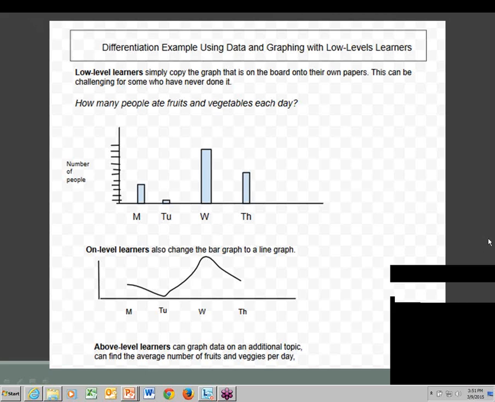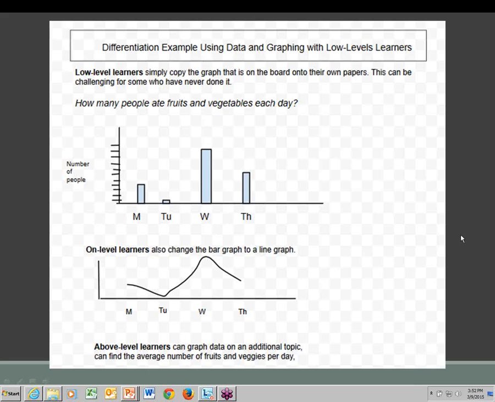And finally, the student who is at the highest level, who could do this very readily, could collect other information on an additional topic, and maybe they have that information already collected in the notebook, and they could make a graph about that. So that is the example that Rachel Johnson provided for us, and I will add just a little bit of information.